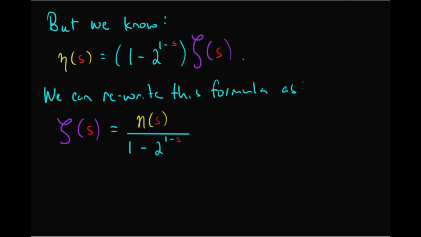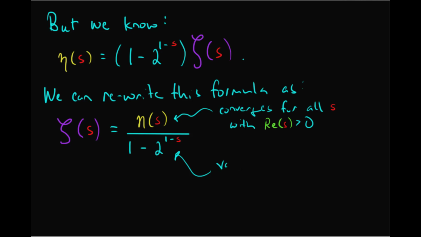And now, why is this new definition of the zeta function interesting and useful? Well, we've already seen that eta of s converges for all s with real part of s greater than 0, and the expression in the denominator, 1 minus 2 to the 1 minus s, is well defined for all s, including s with real part greater than 0.